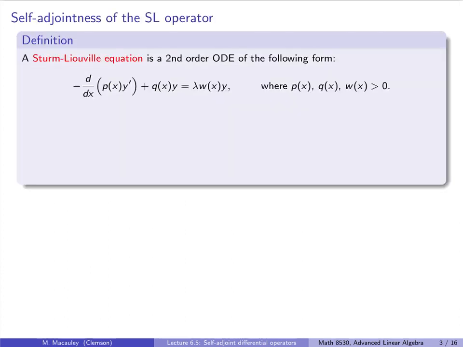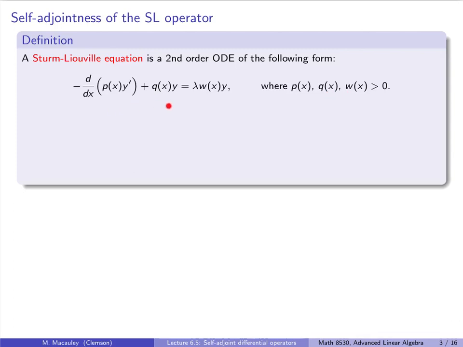Here's a formal definition, and don't worry too much about the details here. A Sturm-Liouville equation is a second-order ODE of the following form. It's negative d/dx of p(x) times y', plus q(x) y, equals lambda w(x) times y, where p, q, and w are some positive functions.